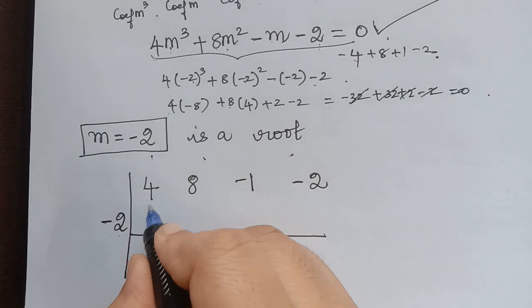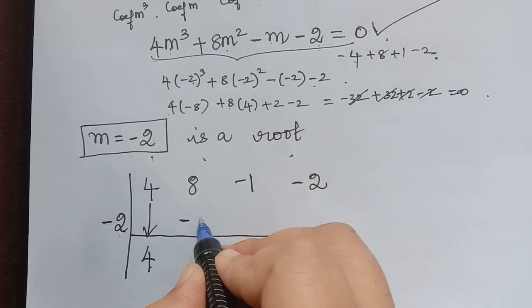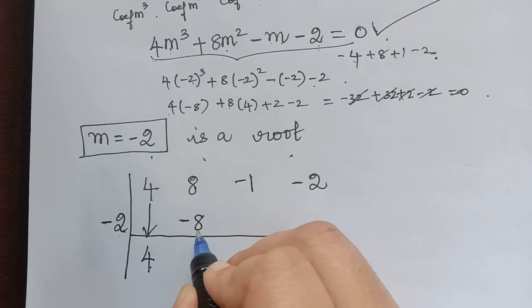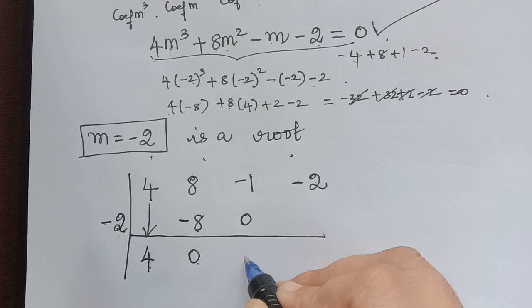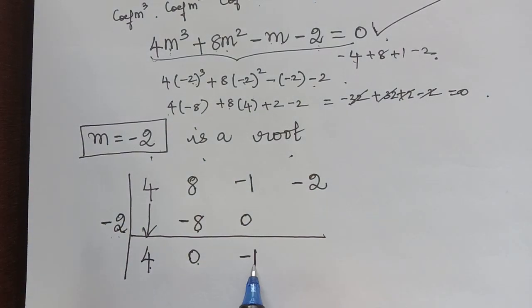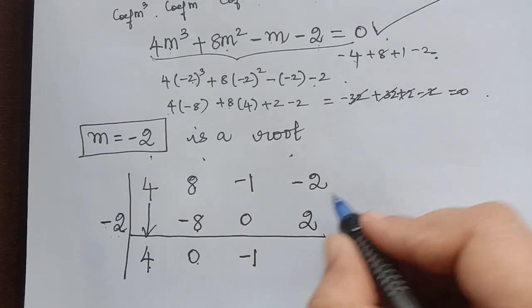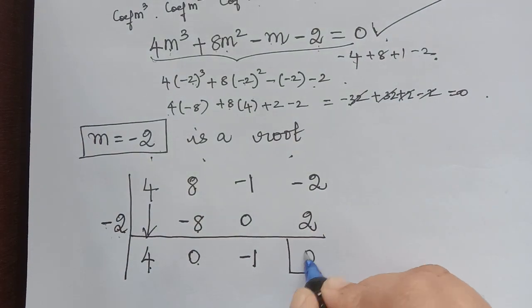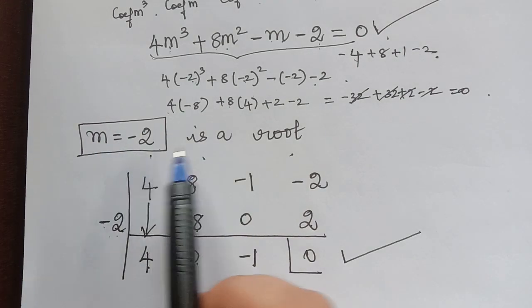minus 2. So this 4 comes as it is. 4 multiplied with minus 2 is minus 8. 8 minus 8 is 0. 0 multiplied with minus 2, it's 0. So minus 1 comes as it is. Minus 1 multiplied with minus 2 gives us 2. So minus 2 plus 2, we have got the remainder as 0. So we have confirmed that m equal to minus 2 is a root.